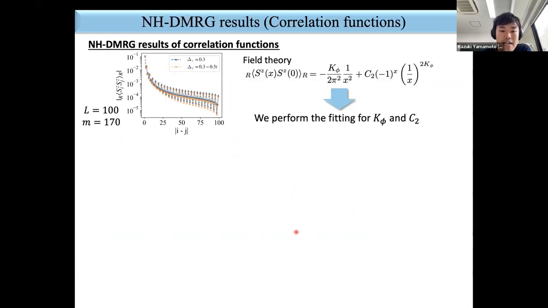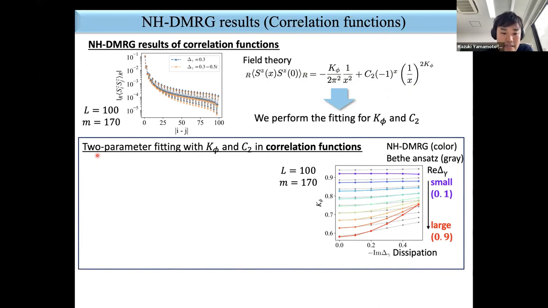Okay, this is the final slide. We have also obtained the non-Hermitian DMRG results for the correlation functions. But in this case, the system size is limited to 100 because there is a significant convergence problem. And we have obtained sufficient convergence up to system size 100. From field theory, the right state correlation function is given in this way, as I already told you. And by applying these types of correlation functions, we can perform the fitting for two types of parameters, K tilde and C2.